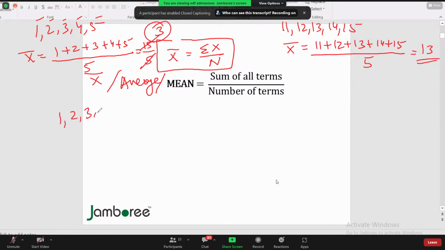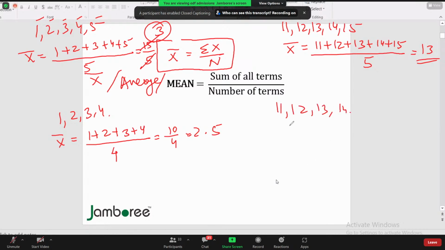Let's say the series goes by 1, 2, 3, 4. Then the mean value of the series will be 1 plus 2 plus 3 plus 4 divided by the number of terms, which is 4. So it will become 10 over 4, which is going to be 2.5. Similarly, if the terms go by 11, 12, 13, and 14, then the mean value will become 11 plus 12 plus 13 plus 14 divided by 4, and upon solving, it will give you the value as 12.5.